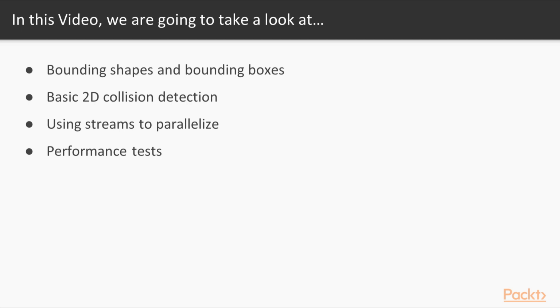In this video, we will learn the basics of collision detection. So we will learn about bounding shapes and bounding boxes, and about the basic two-dimensional collision detection algorithm. Then we're going to consider a way to use streams to obtain a parallel implementation of this algorithm. And based on this implementation, we will perform some tests.